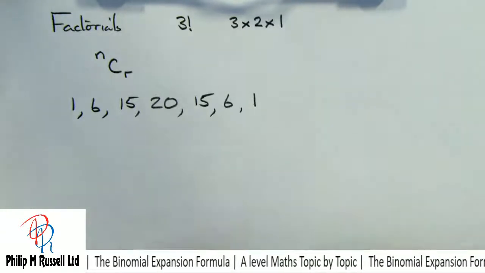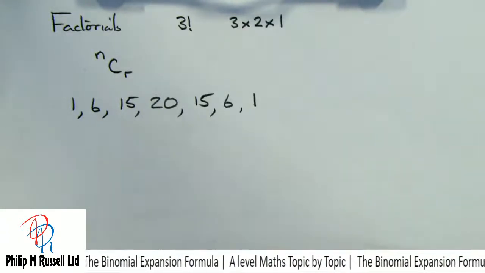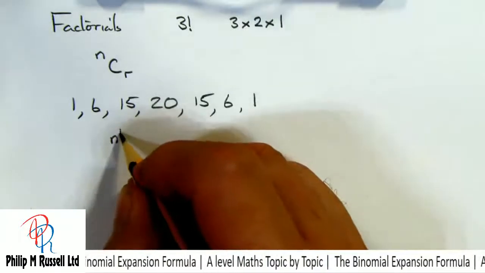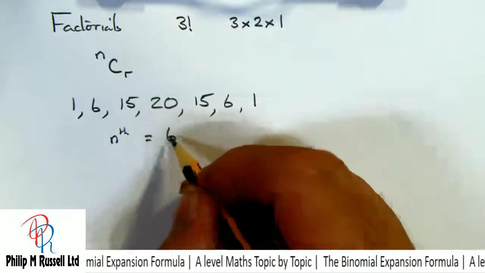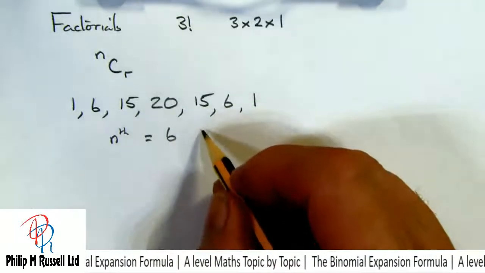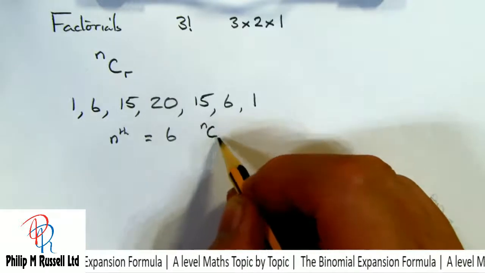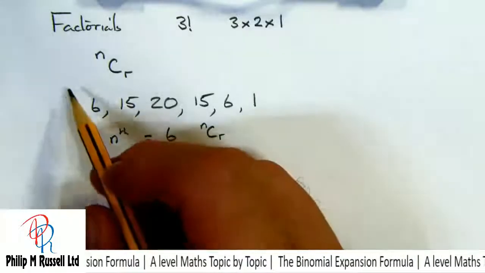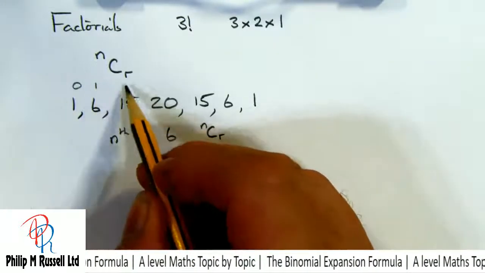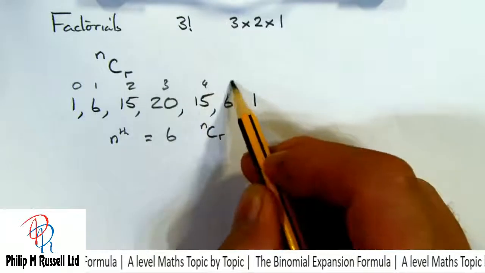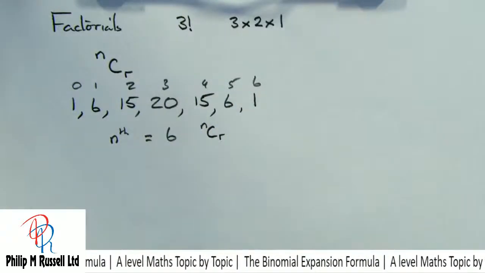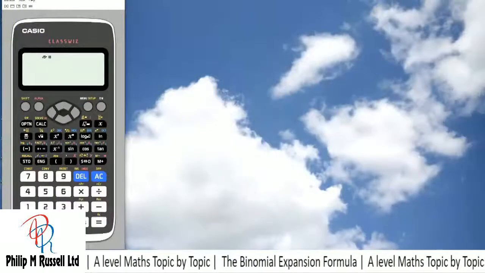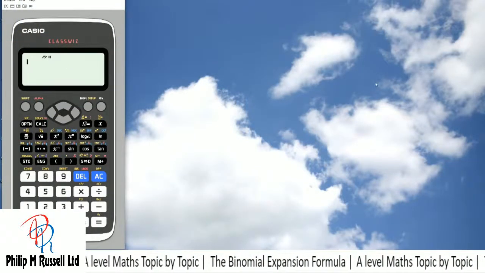So what we're going to try and do is work out here on the nth row, which in other words is going to be the 6th row. We're going to press the nCr button, and we're going to say this is position 0, this is 1, 2, 3, 4, 5 and 6. Let's see what we get. So let's call up the calculator and see what we get here.